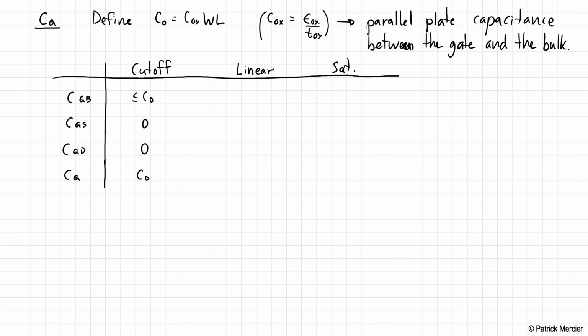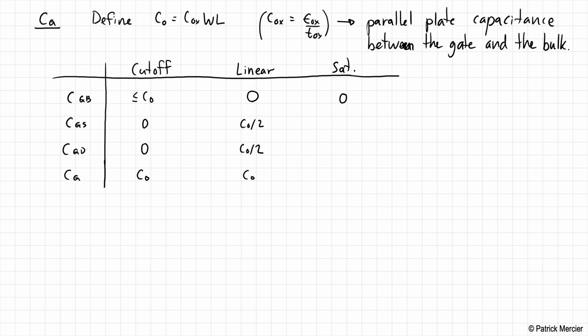Okay. Now in the linear region, we've started to invert that channel. Therefore, the channel is conductive, and we effectively lose this capacitance between the gate and the bulk, and instead spread it between the gate and the source and the gate and the drain, just because of that conducting channel. Okay, so we say that we just sum those two up, and the total capacitance as seen by the gate is also C naught.